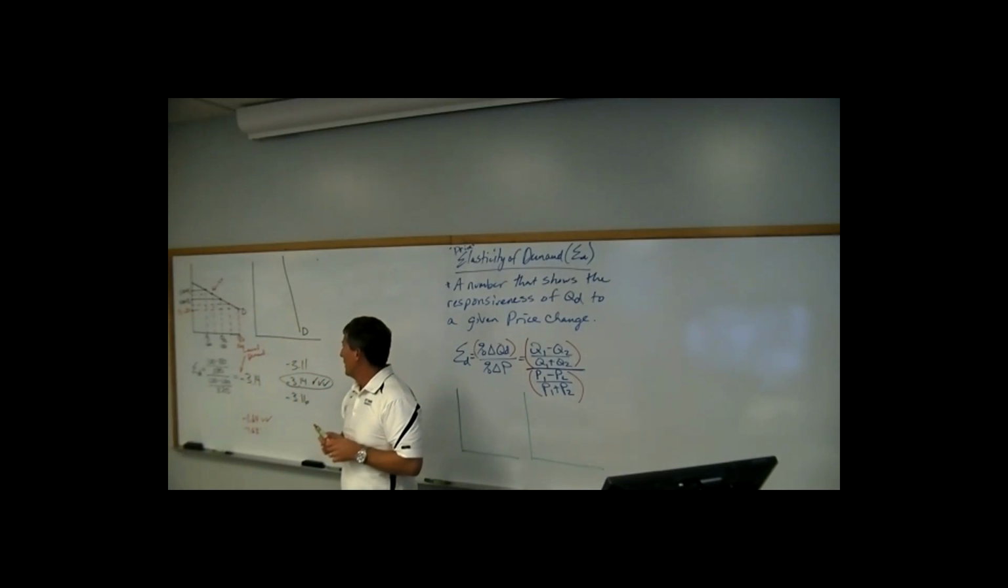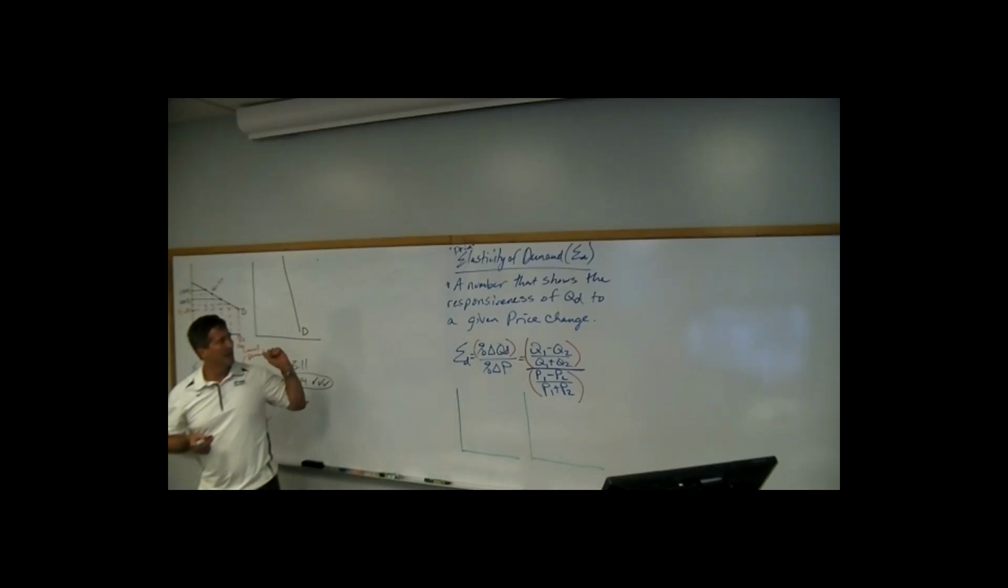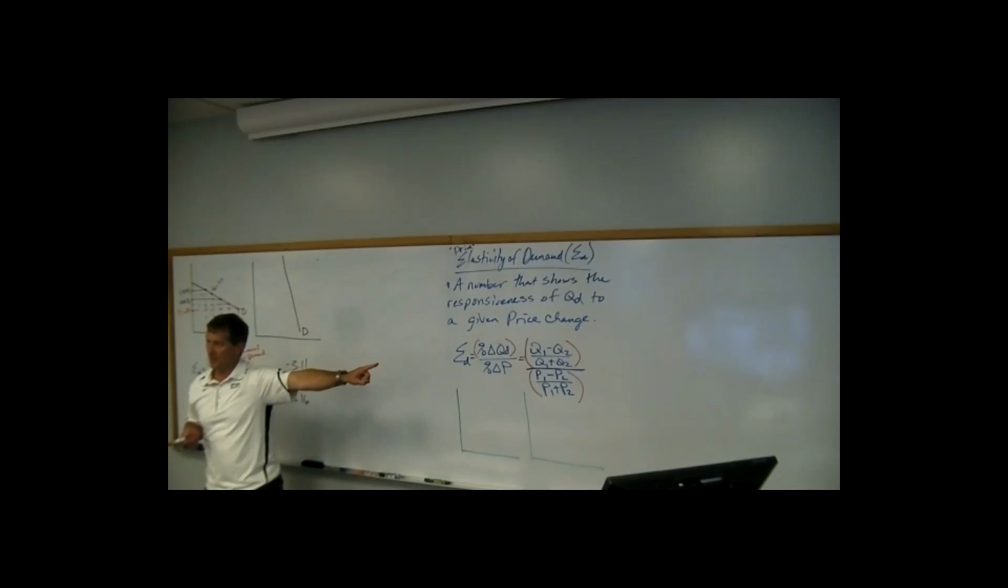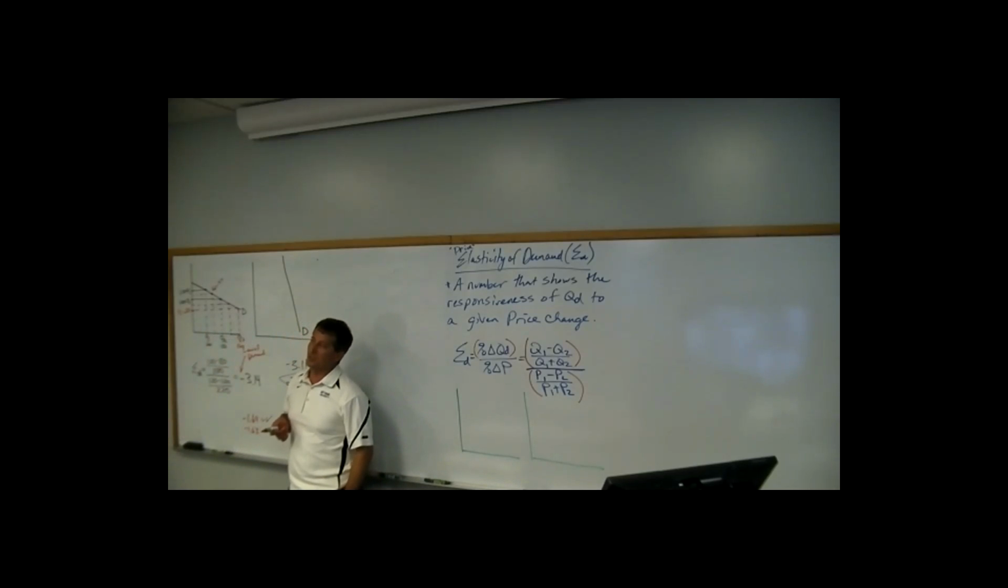Which number is more elastic? Go back to your definition. What is it again? Elasticity of demand is a number that shows responsiveness. This number is bigger than this number in absolute value, and that's where we use the absolute value too. Which one shows more responsiveness? The 3.14 or the 1.64? 3.14? Why?